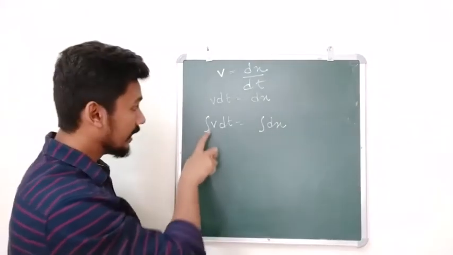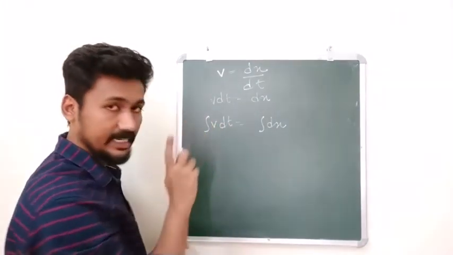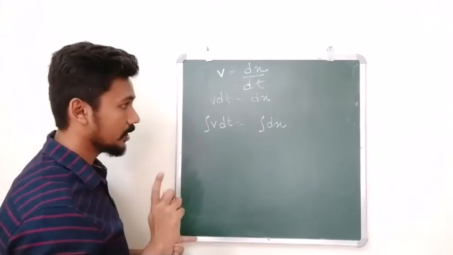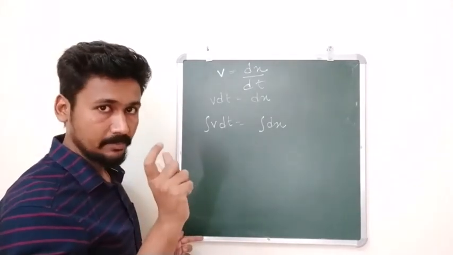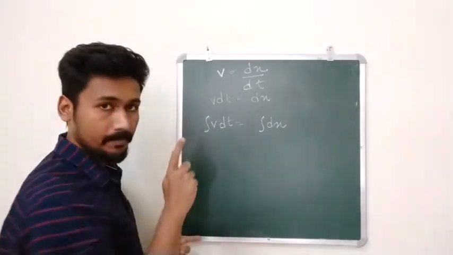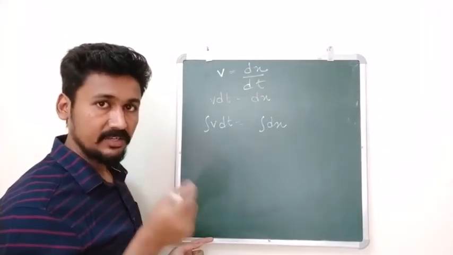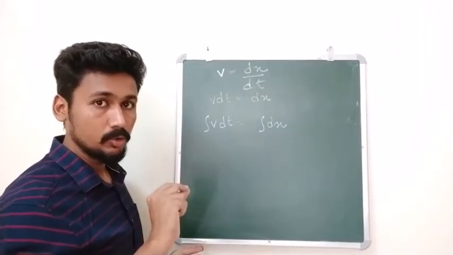Now when we are doing integral of v dt, which are the limits that we are going to put? Before we put the limits, let us make some changes. Now this is v. We have already derived that v is equal to u plus at.